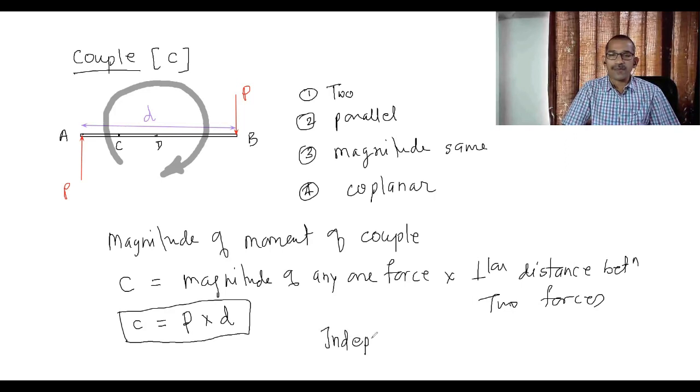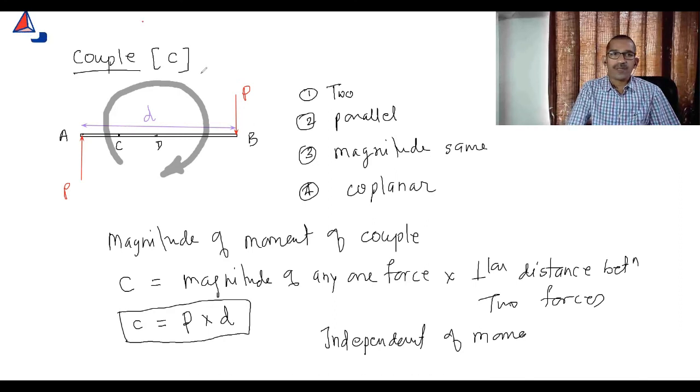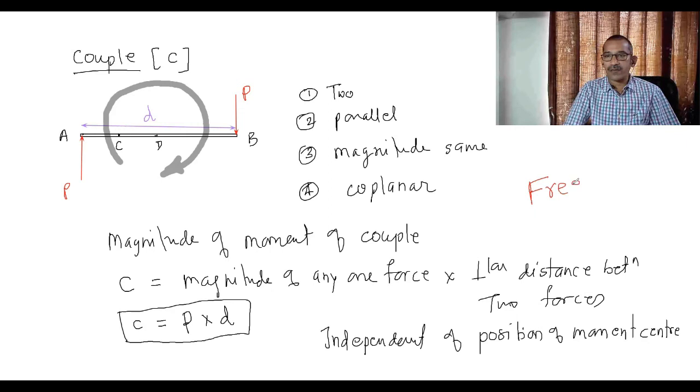That means this magnitude of moment of couple is independent of position of moment center. The magnitude of moment of force depends on position of moment center, but in this case the magnitude of moment of couple is independent of position of moment center. Therefore such a vector, couple is a vector, is called a free vector.